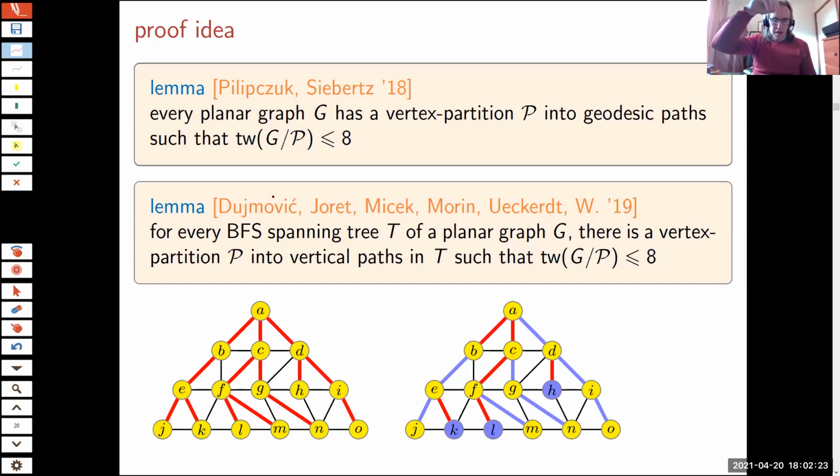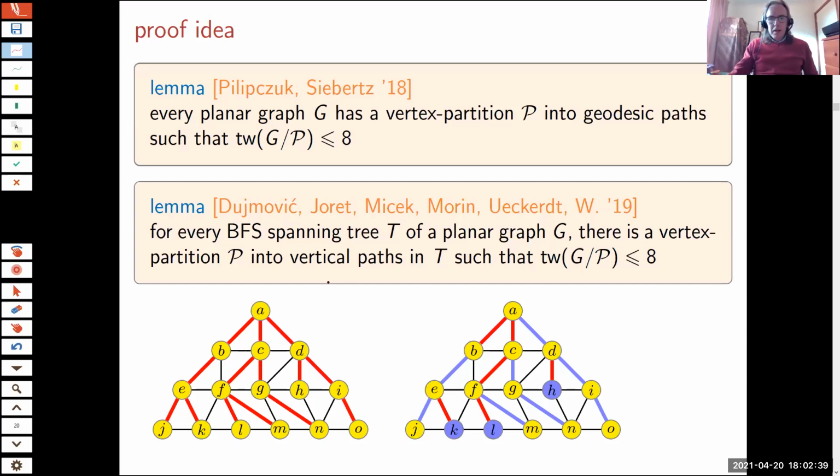A vertical path means it starts at some vertex and goes towards the root. Hopefully the word vertical describes that. And then we get the same conclusion, that is, if you contract all the paths, you get a graph of bounded tree width. So this picture hopefully tells the story.